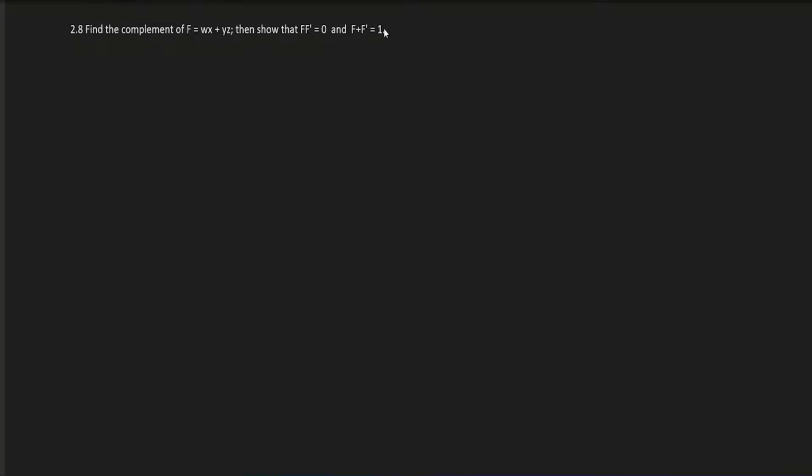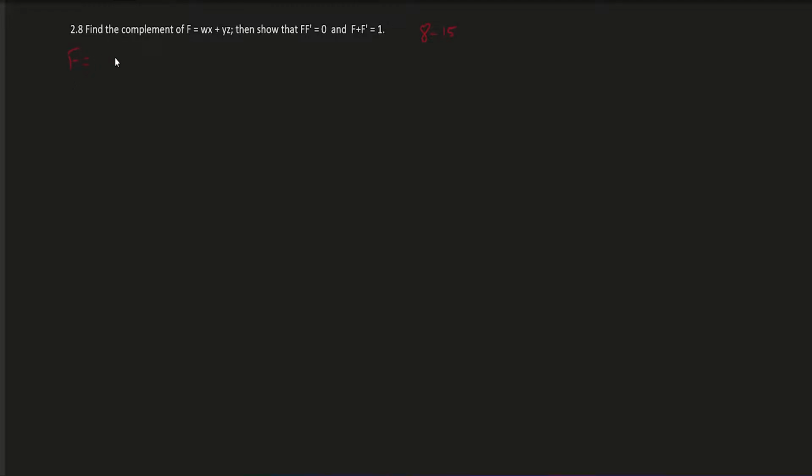In this video, I will be solving questions 8 to 15 from the second chapter. So let's get started. The first question is to find the complement of f, and we should show that f f dash equal to 0 and f plus f dash equal to 1.